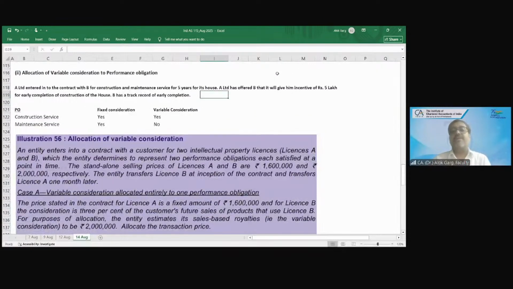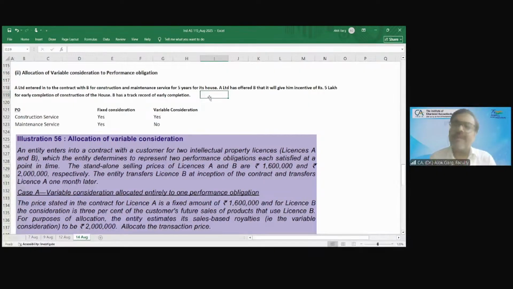Allocation of variable consideration to performance obligation. Friends, now you understood the meaning of variable consideration. Does it sound familiar? So it is something which is heard, right? Variable consideration is a consideration which is dependent on the happening or non-happening of some future event, right?